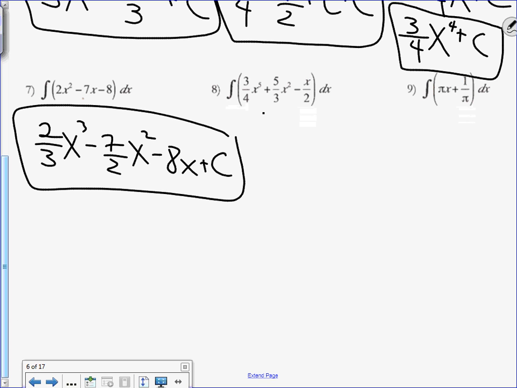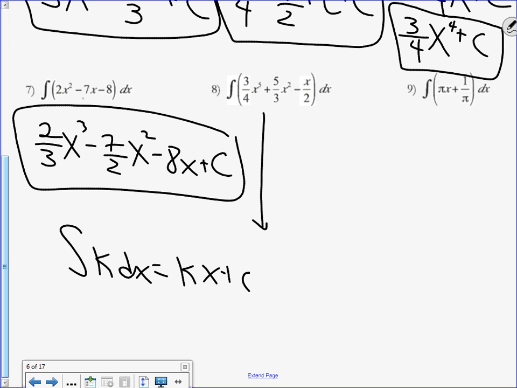Okie dokie. Let's try number 8. The rule it comes from is this one. Just so you understand it, you're trying to figure out who has a derivative of 8. When you get the antiderivative, you're saying the antiderivative of 8 is the function whose derivative is 8. So that would be 8x.